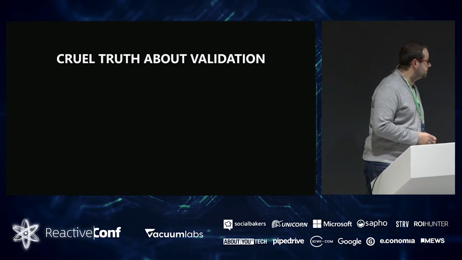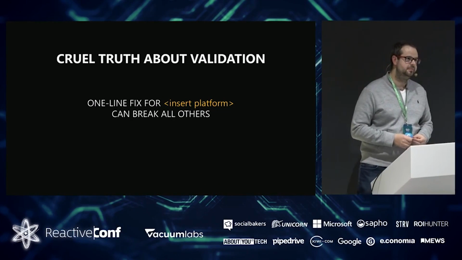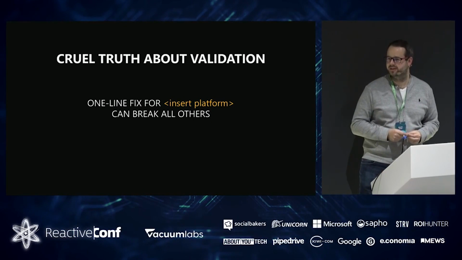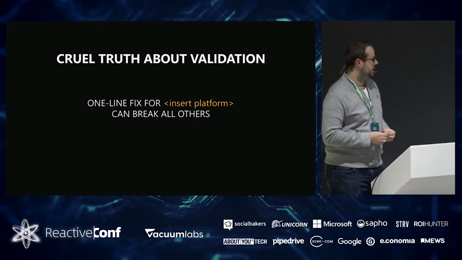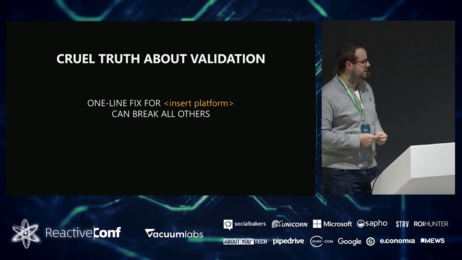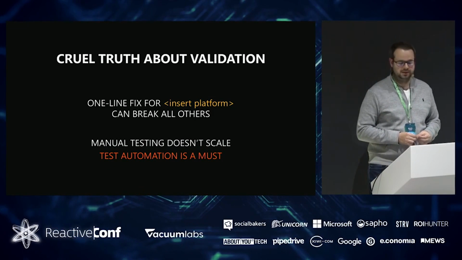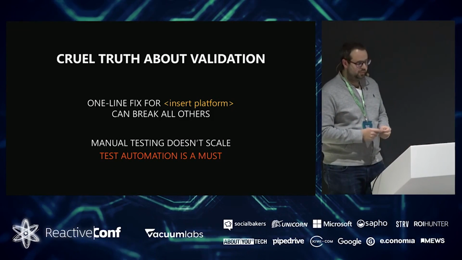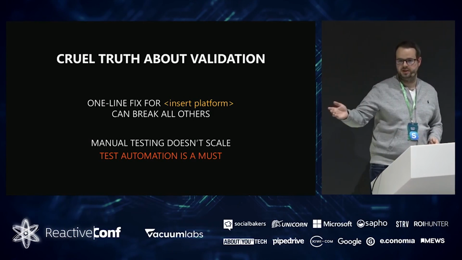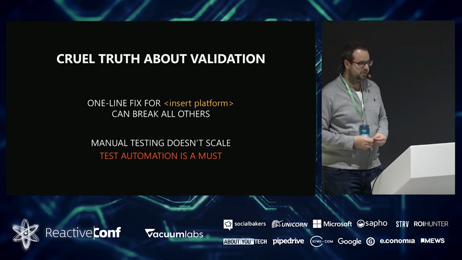Everything needs to be tested, and there is a cruel truth about validation. One line fix for pick your platform can break all others, right? Because it's one code base. And this is something that we have honestly underestimated a bit in the beginning. The thing is that manual testing doesn't really scale. You make a one-line fix, you think, hey, I've got a bug report on Android, you fix it, and then you don't test on all the other platforms, including tablets, including desktops, and you can really break things.